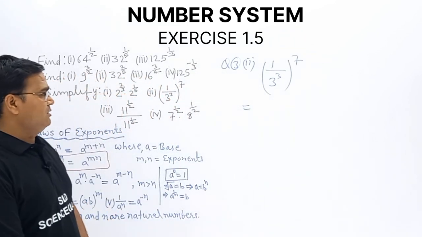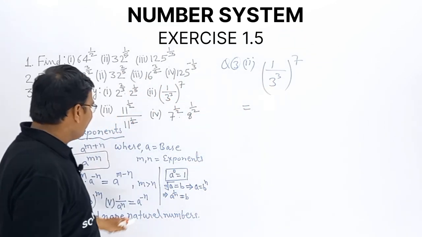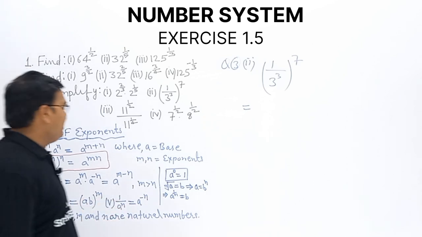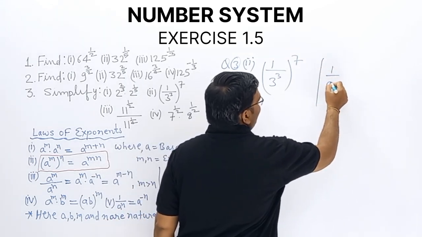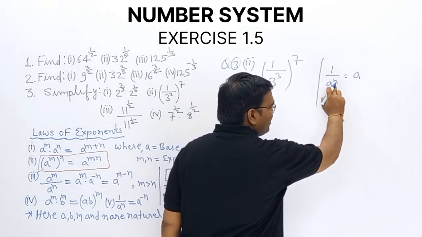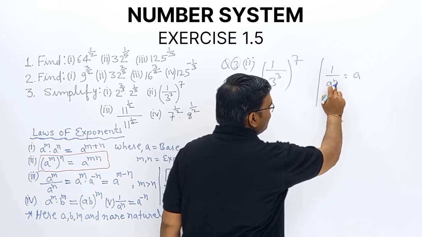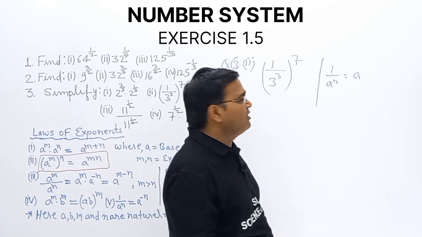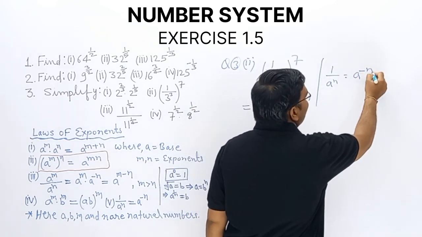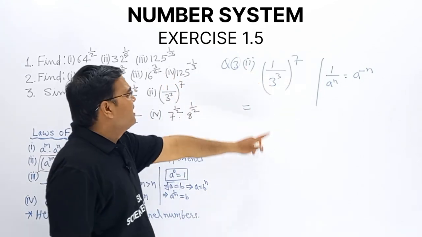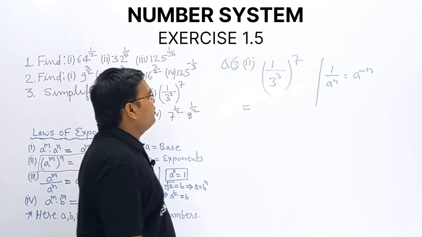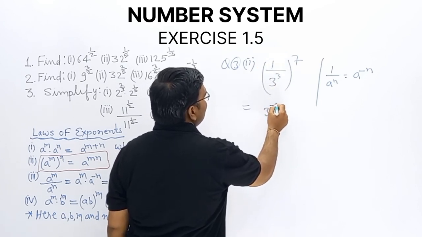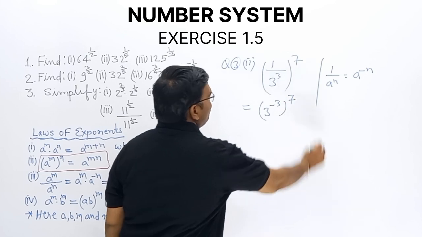Observe. 1 upon 3 power 3. It is in the form of 1 upon a power n. 1 upon a power n can be written as, this exponent in the denominator, once we bring this number to numerator, its power will change, positive to negative, negative to positive. So this is positive, so it will be negative, a power minus n. First do this one, easy. Convert into the standard format, bring this denominator part to numerator, then power will be positive to negative. Like this, yes or no?